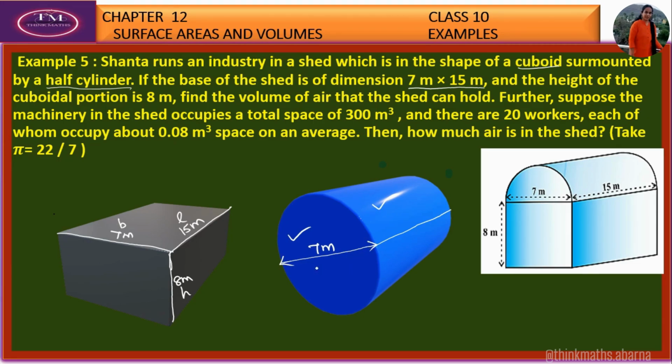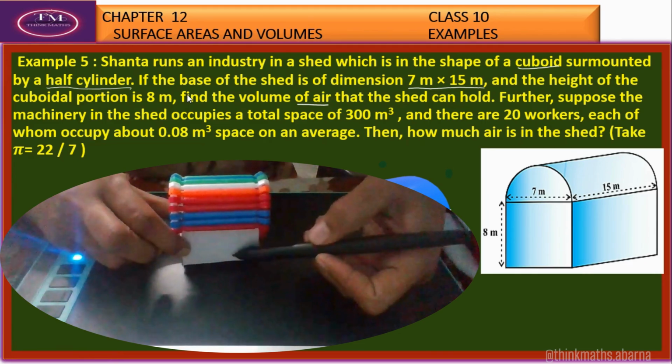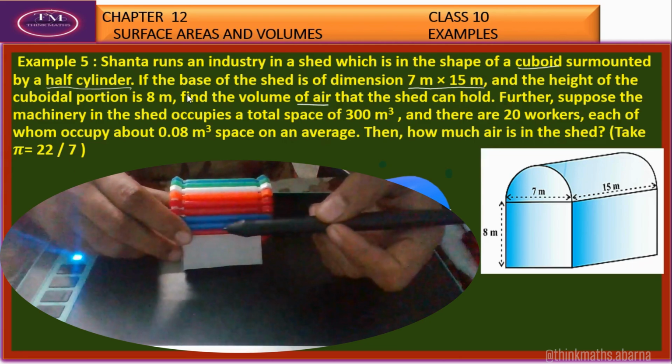Now we know all the values. Now we have to find out the volume of air that the shed can hold. So what is meant by volume of air? Now look at these objects. This is the shed given in the problem. They are asking for the volume of air occupied by this shed.